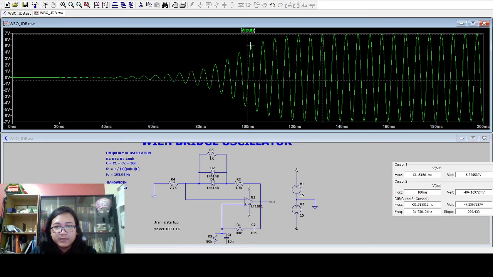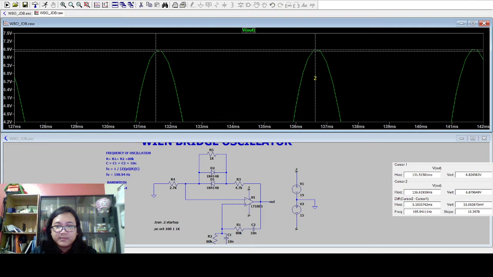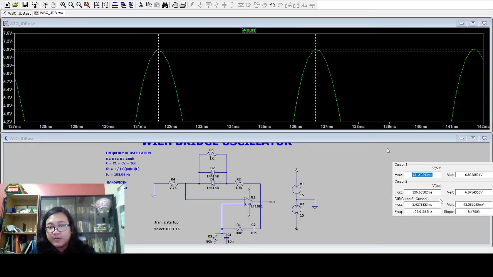You can use here and here. You can zoom in for precise simulation. As you can see here, we got 198.91, and our computed value for frequency of oscillation is 198.94 hertz, which is close to this one in our simulation.